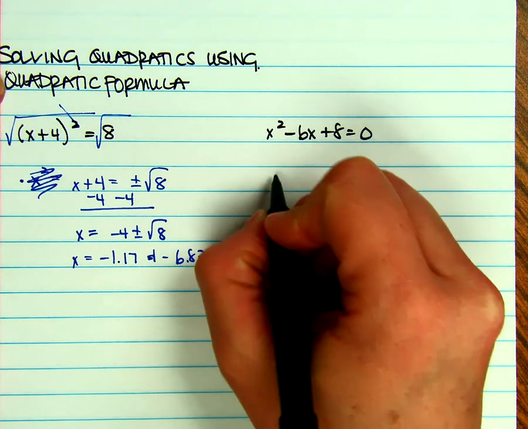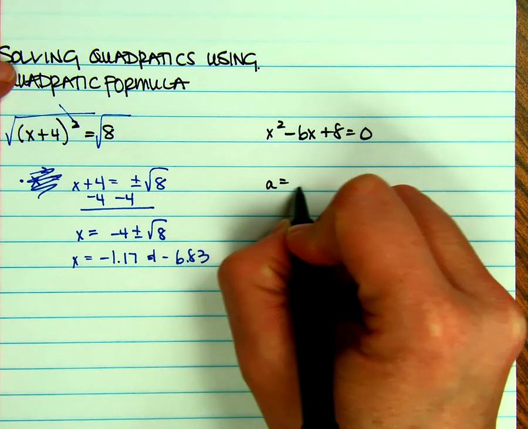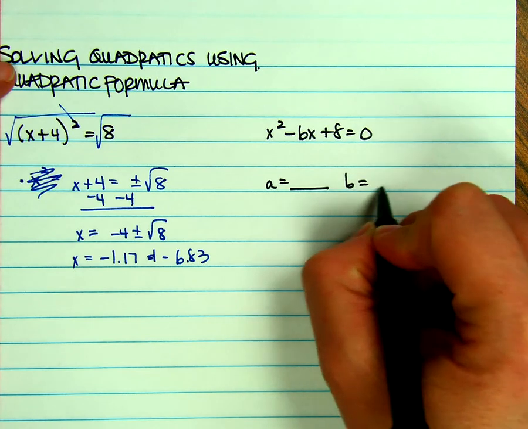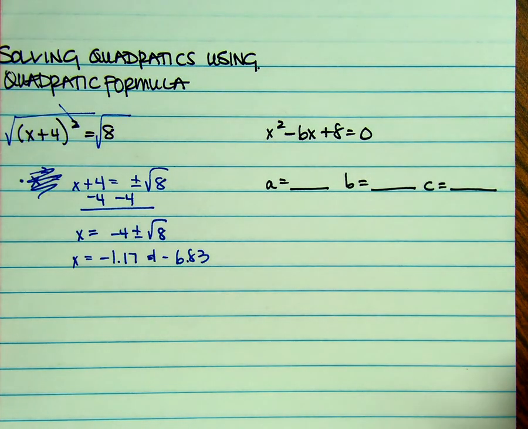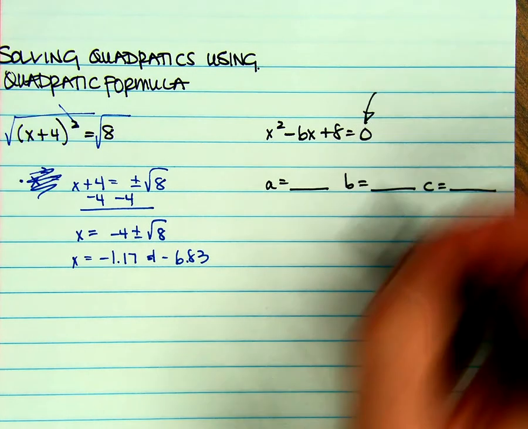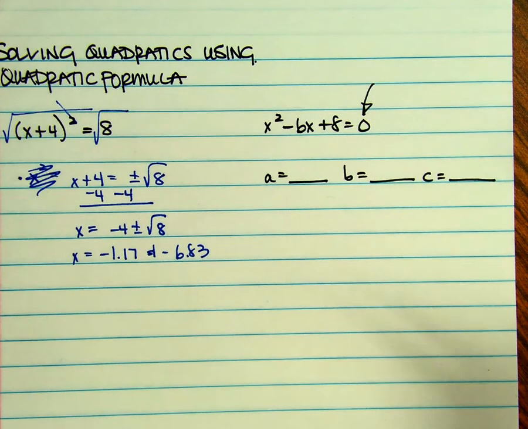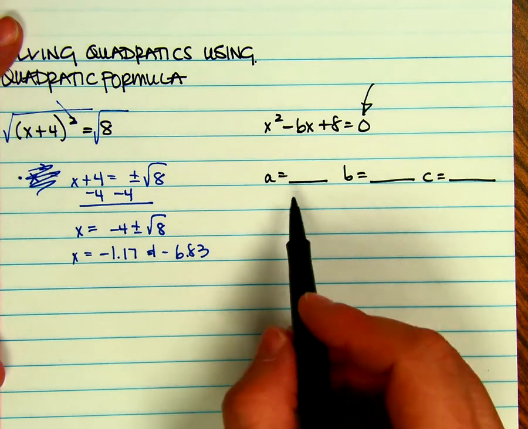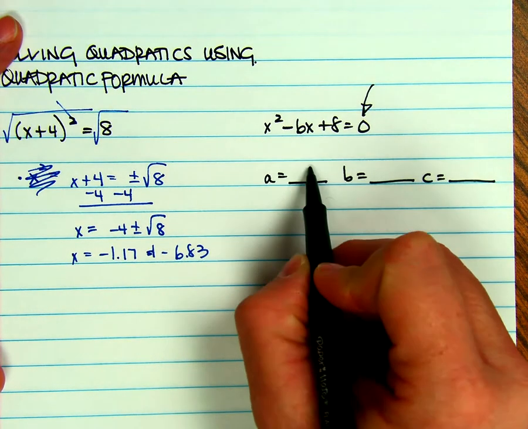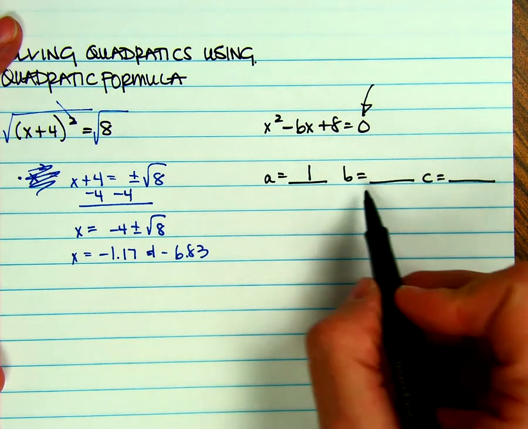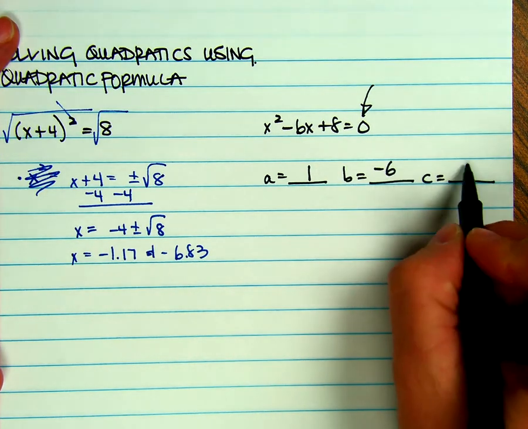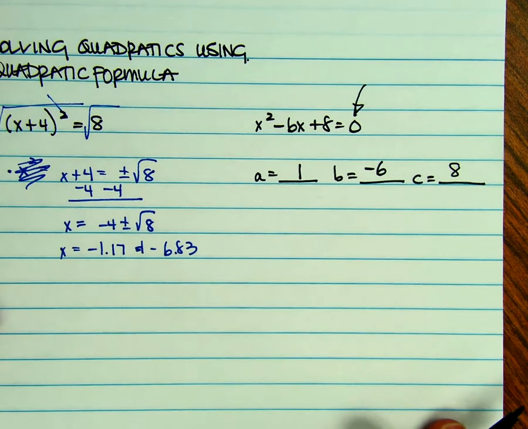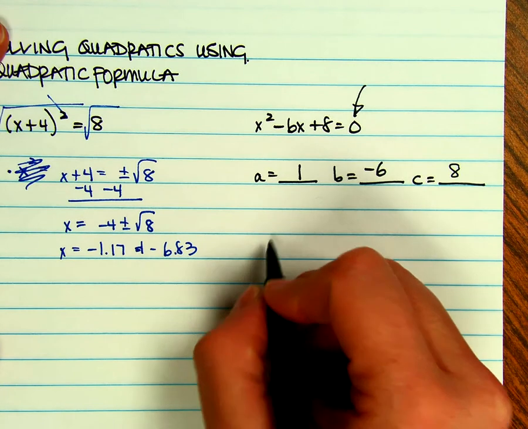When using the quadratic formula, you need to still be able to identify your a, your b, and your c. Before you identify your a, b, and c, this has to be equal to 0. So if it's not equal to 0, you need to get it in that format. In this one, a is 1, because it's in front of the quadratic. b is negative 6, and c would be a positive 8. Quadratic formula, please do not freak out on me.